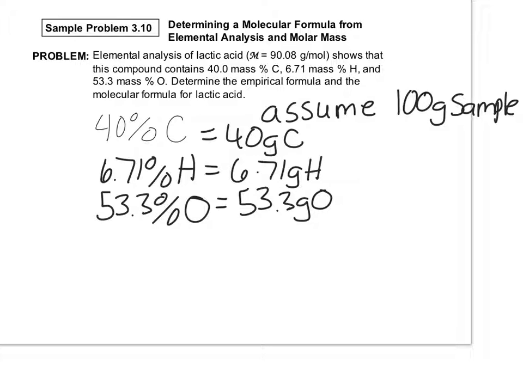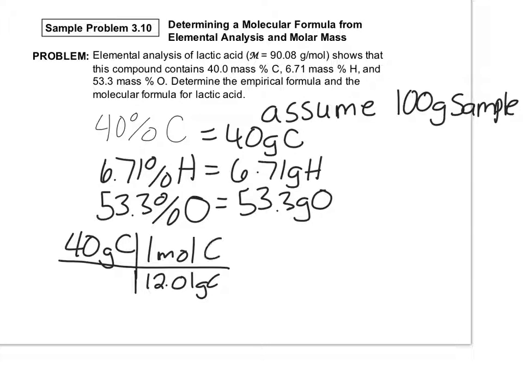So now we can figure out the empirical formula, because we all know that we can convert grams to moles by using the molar mass from the periodic table. The molar mass of carbon tells me that it's 12.01 grams of carbon in 1 mole of carbon. For hydrogen, we have 6.71 grams of hydrogen, and the molar mass of hydrogen is 1.008 grams per 1 mole.